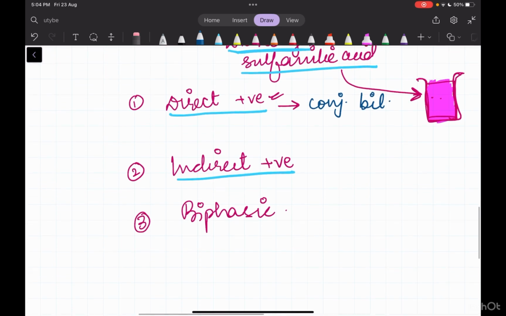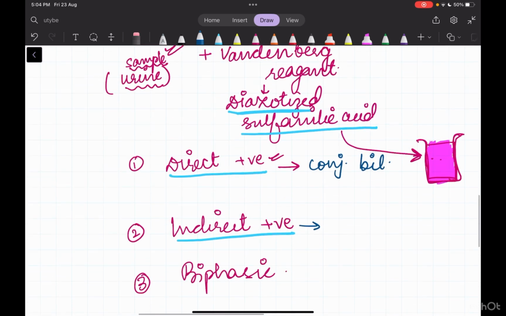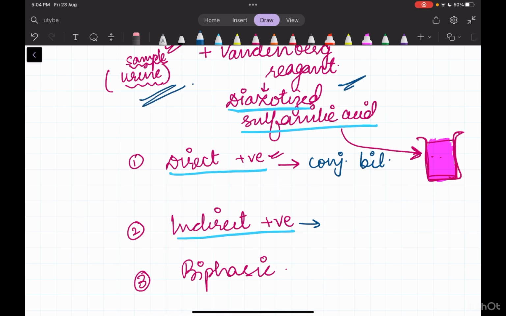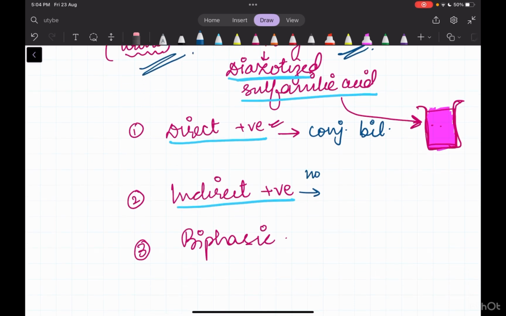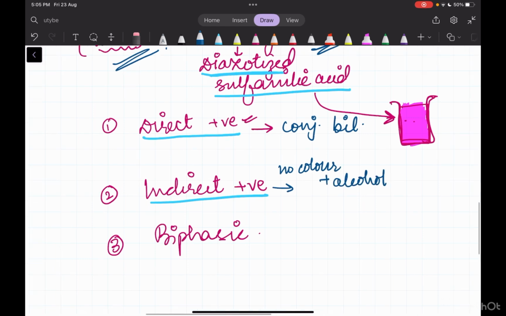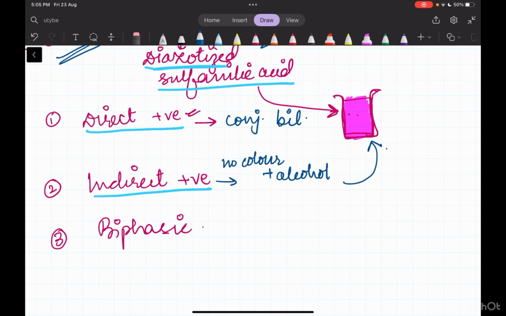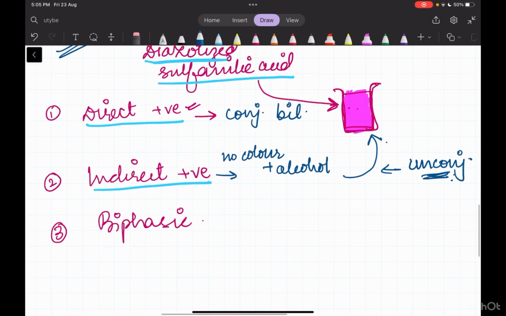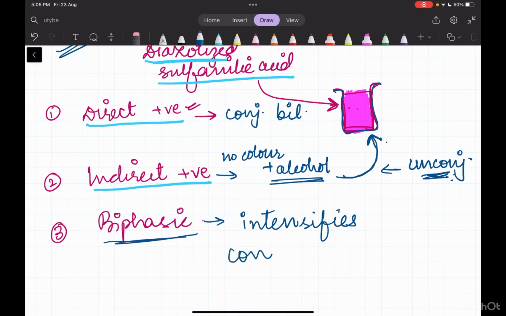Whereas indirect positive is when you combine this sample with van den Bergh reagent, but there is no color. When there is no color, what will you do? You add alcohol. After adding alcohol, you get this purple color. It means that this has unconjugated bilirubin. But suppose you have a purple color, and when you add alcohol, this purple color intensifies. That will be called a biphasic reaction. When the color intensifies, what does it mean? It means it had conjugated as well as unconjugated bilirubin.